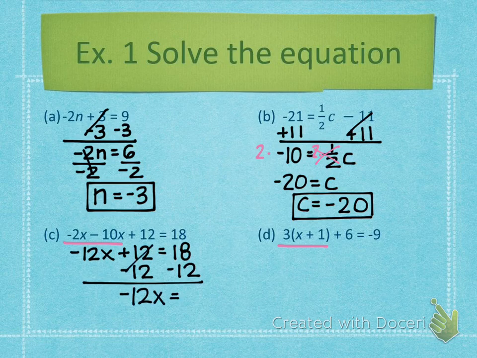What is 18 minus 12? 6. Good. And then how do we finish this problem? Okay, multiply or divide. We have to divide both sides by negative 12. So what does x end up equaling? Negative 1/2. All right, very good.